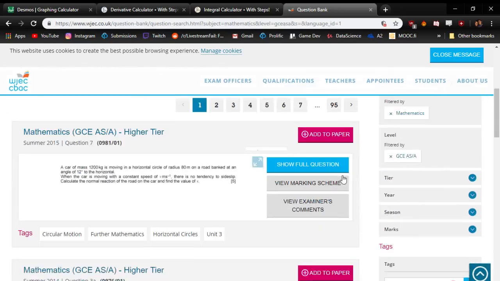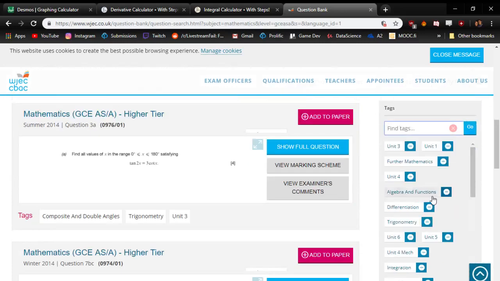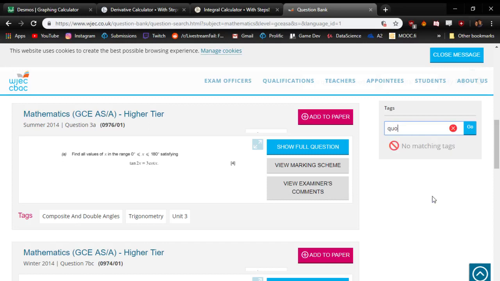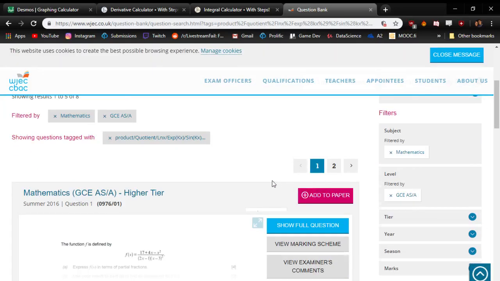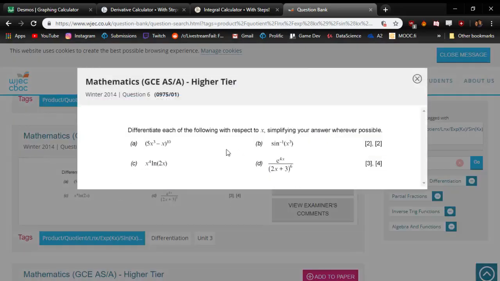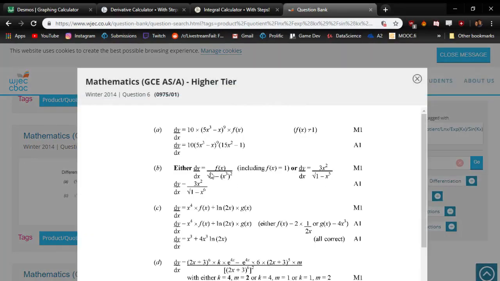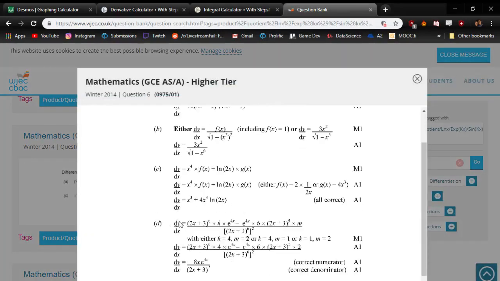You can go down here and change the tier and stuff. If I was trying to do a quotient rule question, I can type in quotient. Here it is. It's kind of a weird tag, but just click it, and there's loads of stuff. I'll even show you the one question I did. This is the whole question, and I did that whole question as a video. I can do view mark scheme, and this is the mark scheme.